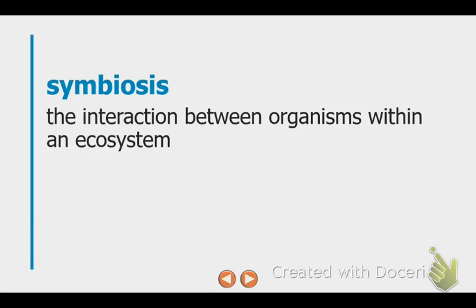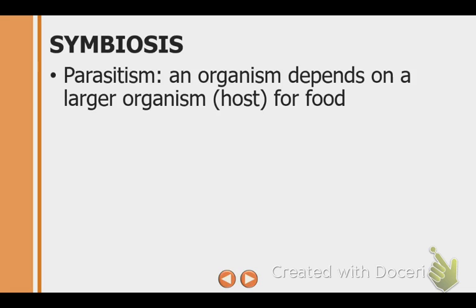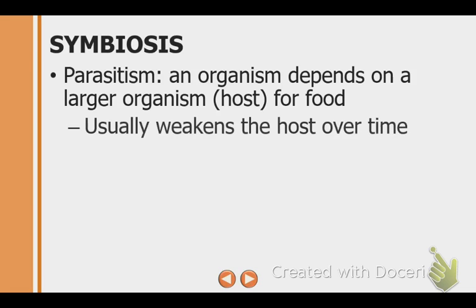Symbiosis is the interaction between organisms within an ecosystem. There are special names for different relationships. First, we have parasitism. This is an organism that depends on a larger organism or a host for food, and it typically weakens the host over time. So the parasite gains and the host loses.